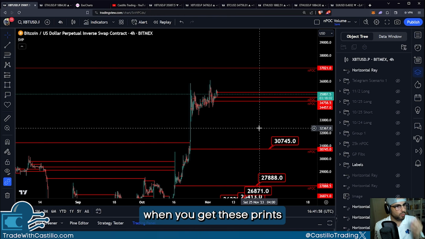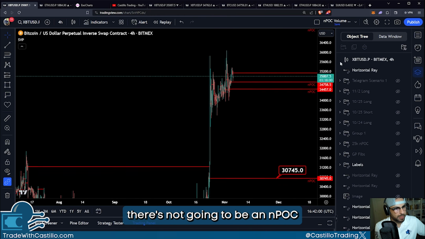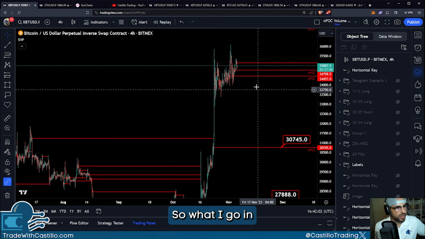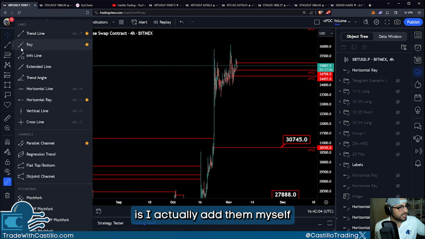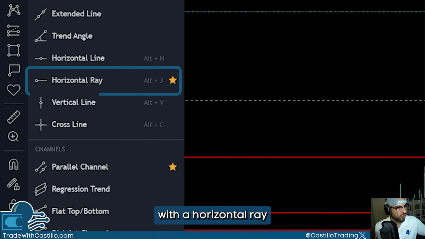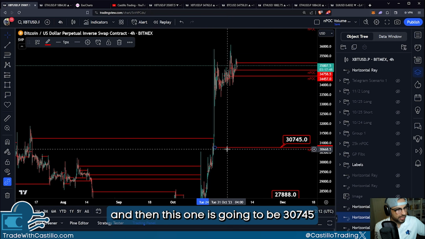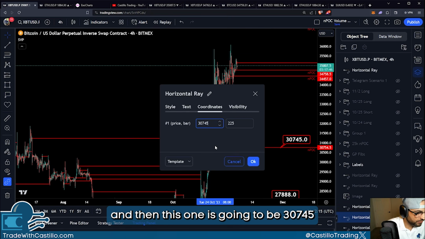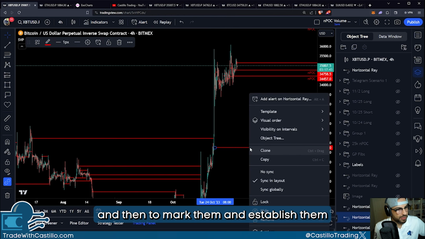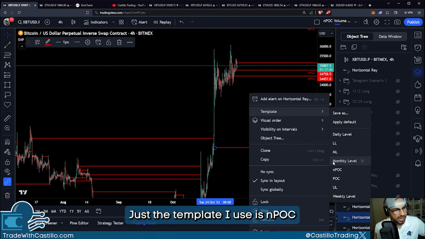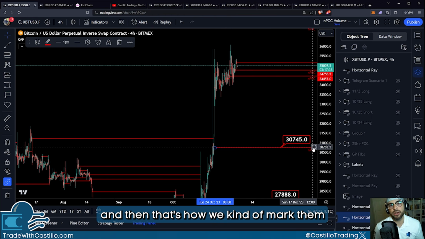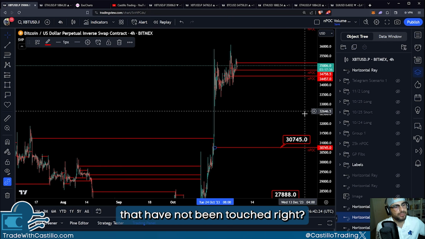And then also when you get these prints, there's not going to be an nPOC. So what I do is I actually add them myself, and I map them with a horizontal ray, and then I add nPOC. So obviously here, and then this one is going to be 3745. And then to mark them and establish them, the template I use is nPOC, and that's how we mark them as nPOCs that have not been touched, right?